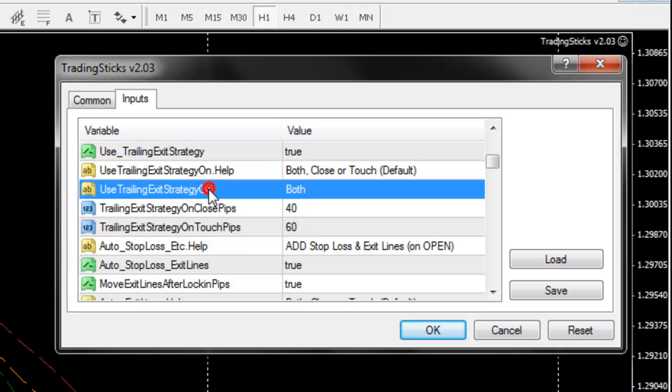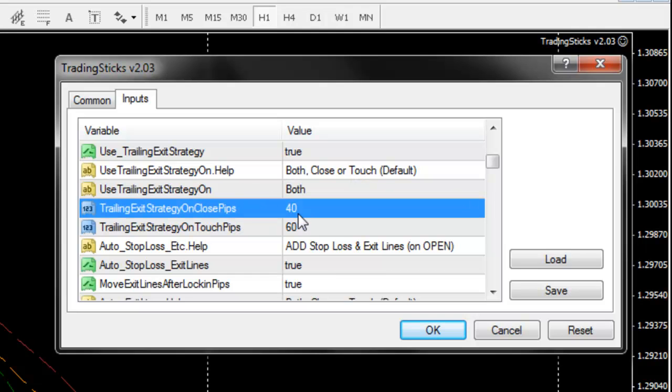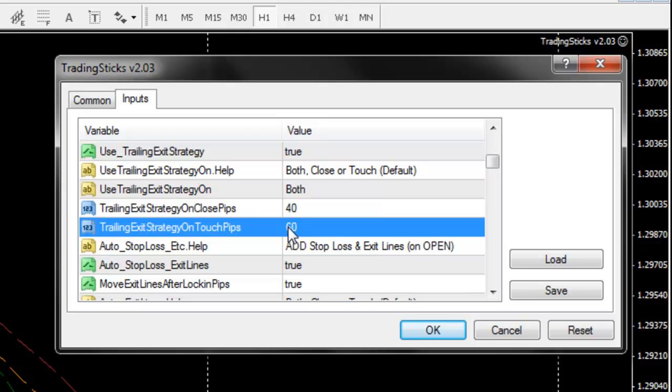The second question, do we want to use an exit on touch or an exit on close if the price action closes below the line in our buy trade? Or both? Well, in this example we're going to use both. Then we look at what distances we want these lines from our price action. What we're saying here is that on the exit strategy on close, if the price closes 40 pips or more below this line, then we want to close out of our buy trade. Or exit on touch to close the trade.